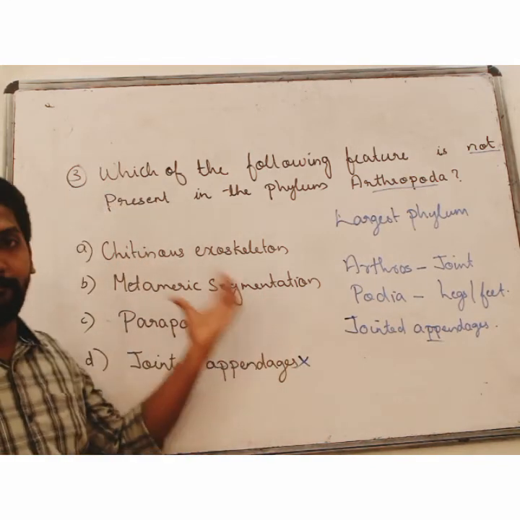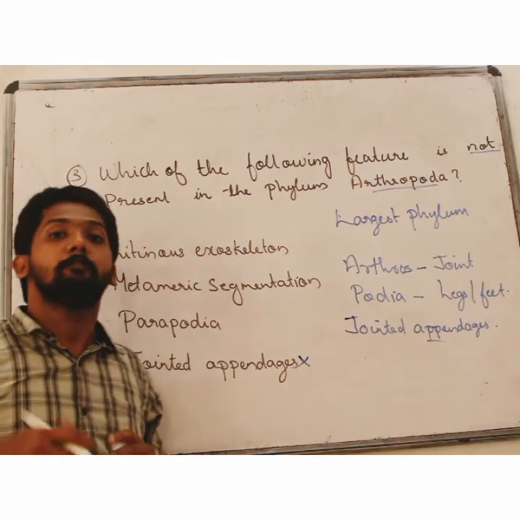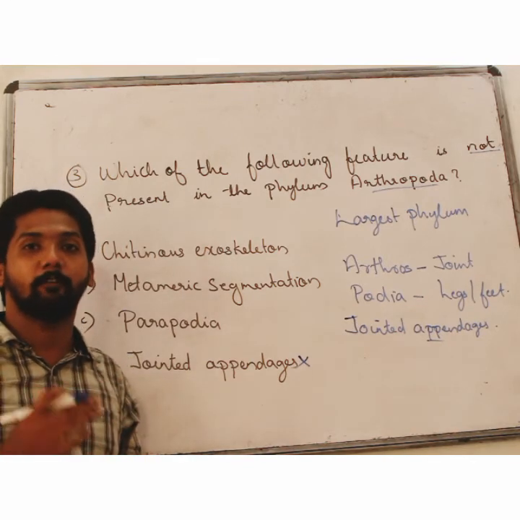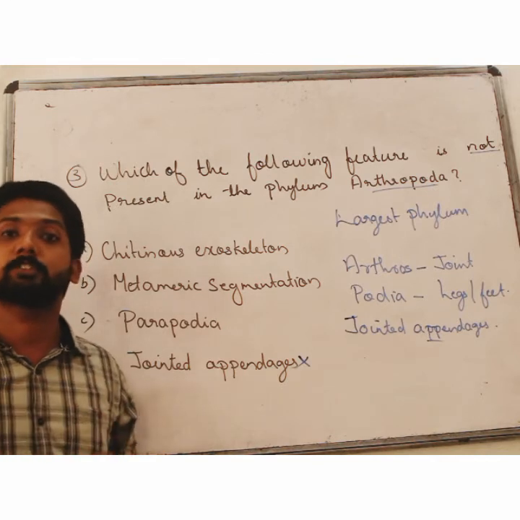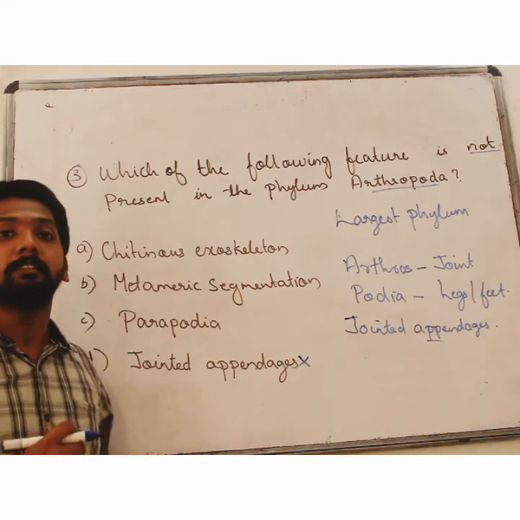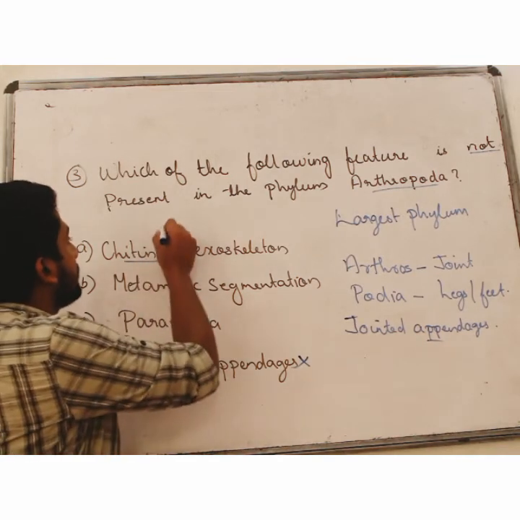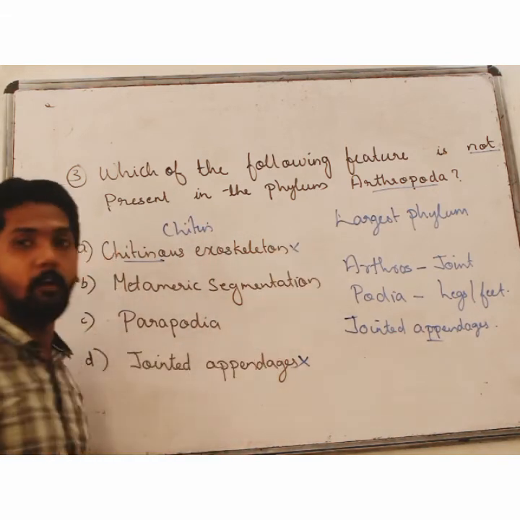Moving to the other option, option A, chitinous exoskeleton. What do you mean by exoskeleton? It is the outer covering of an organism. The exoskeleton is mainly for protection and also for support. In the phylum Arthropoda, the exoskeleton is made up of chitin. So this also will be a wrong option.